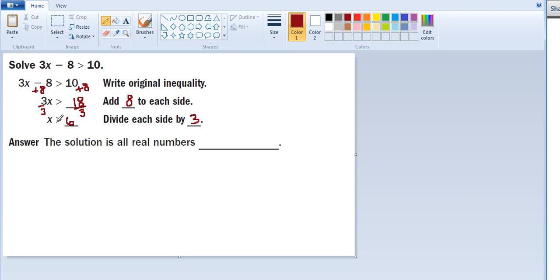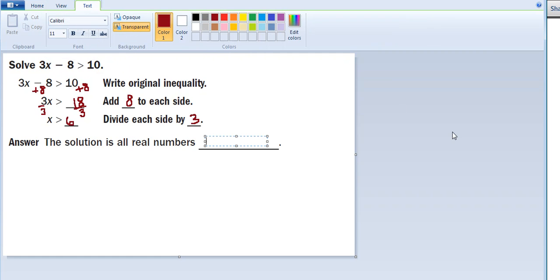Now we don't want to think of this as an equal sign by any means. We want to think of this as the solution being all real numbers that are greater than 6. So that could be 6.1, it could be 7, it could be 1,000, but anything greater than 6 is going to work here in this inequality right here. So go ahead and write in here that the solution is all real numbers greater than 6.